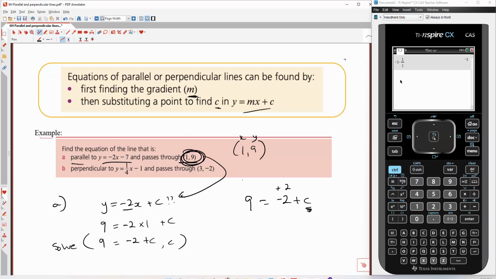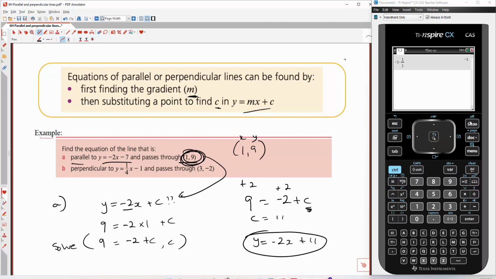So you add 2 to this side and add 2 to this side, and that means c is equal to 11. So our equation that's parallel and goes through (1, 9) is going to be y equals -2x, and we're going to replace our c that we just wrote down here with what we just found out, which is 11. So that's our line.